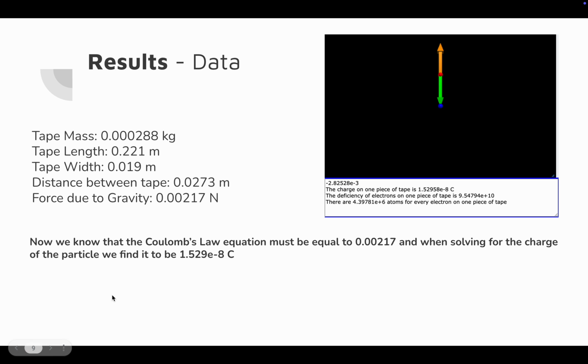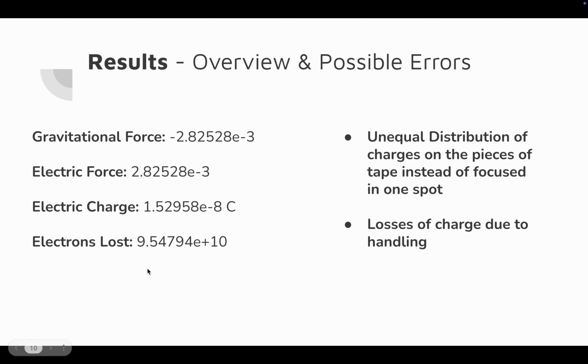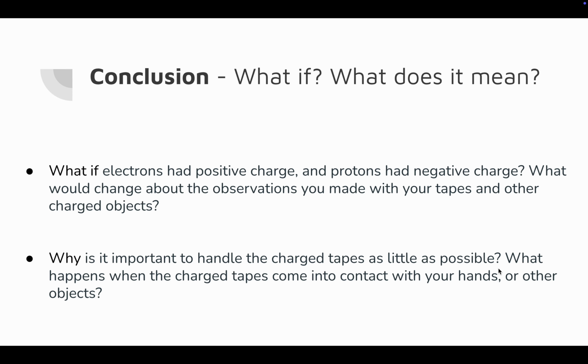By doing that, we can see that the charge of the particle is 1.529 e to the negative 8 coulombs. As an overview and possible errors, we found this to be the gravitational force and the exact opposite to be the electric force. The electric charge we found to be 1.53 e to the negative 8 coulombs, and we found that the electrons lost in the transfer was about 9.5 e to the 10. Some possible errors are the unequal distribution of charges on the pieces of tape instead of focused in one spot. They're not actually point charges, but we assumed that they were to make the experiment easier. Not quite realistic. And then loss of charge due to handling, which we'll talk about a little bit here.